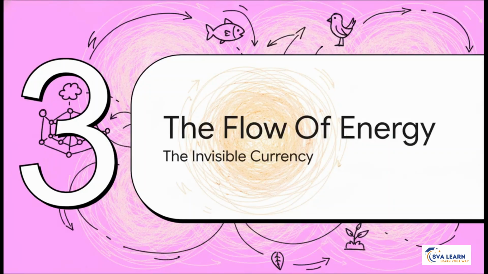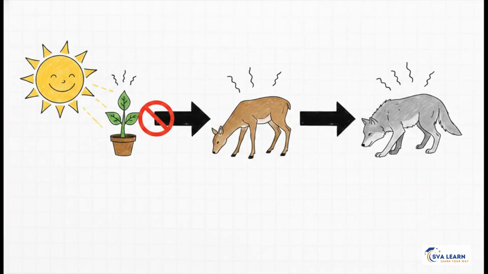Section 3, the flow of energy. Okay, so what is actually traveling through this massive web when one animal eats another? It's energy. And here is an absolute, unbreakable rule of our environment that you have to remember. Energy flow is strictly one way. Think about it. The energy that plants capture from sunlight is converted into chemical energy. But once it's captured, it doesn't magically revert back to the sun.